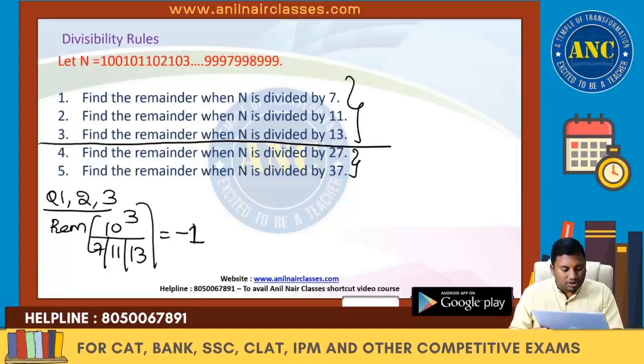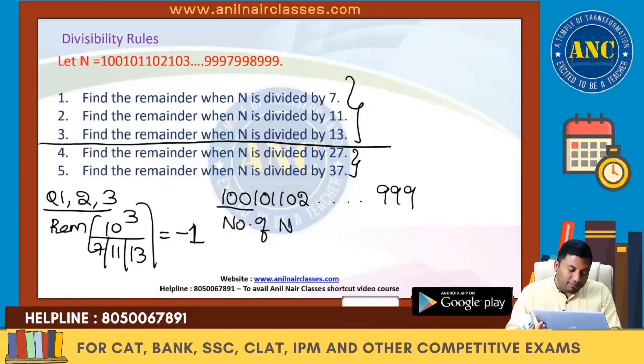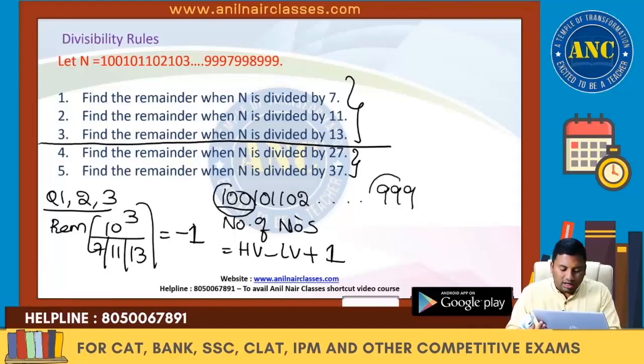Now if you see, 100 is there, 101 is there, 102 is there, up to 999. Total how many numbers are there? Number of numbers is given by highest value minus lowest value plus 1. 999 is the highest value, lowest value is 100. Plus 1. So total 900 numbers are there, which are written in the sequential order.